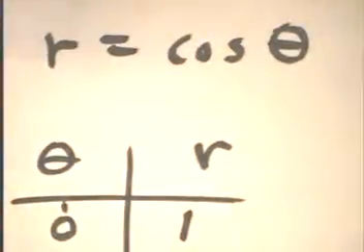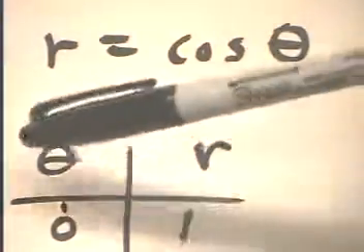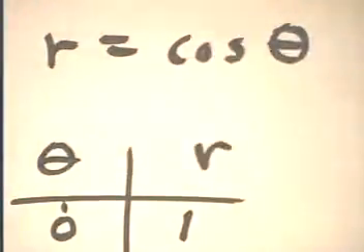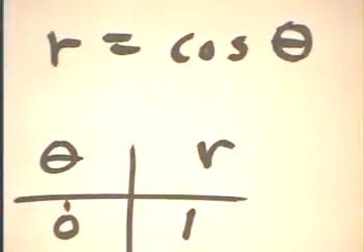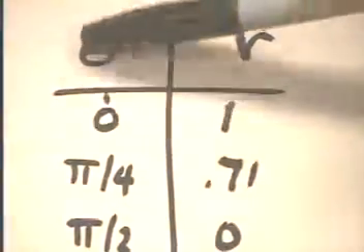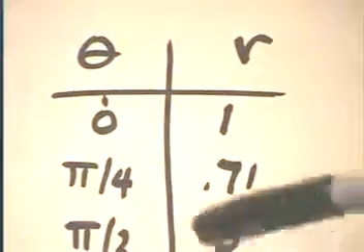Okay, now pause and see if you can do r equals cosine theta. I suggest that you make a table for r as a function of theta. Pause and see if you can do that and see what kind of a shape you get. Okay. Now, when I made the table, I chose to let theta go by an increment of pi over 4.